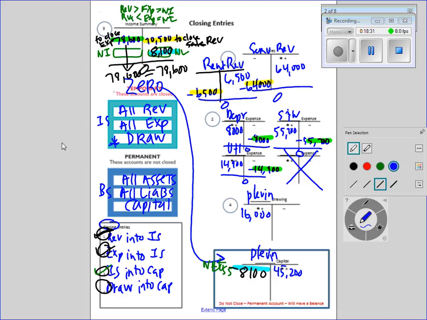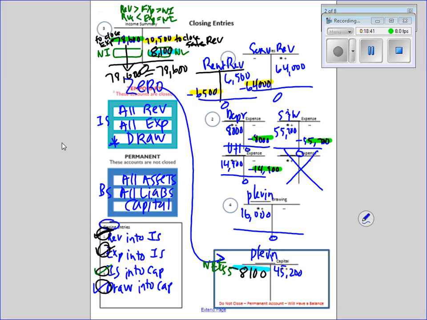Okay. The last thing we need to do, according to this list, is close our drawing into capital, okay? So Plevin drawing, he had a $16,000 balance, which we need to force to be zero. A debit in this case would double it, so we need a credit to offset that $16,000. Well, if I see a credit somewhere, its partner needs to be a debit. I start to sound like a broken record, don't I? So down here under where we're closing into capital, according to what this says, we need to say minus $16,000 right here.